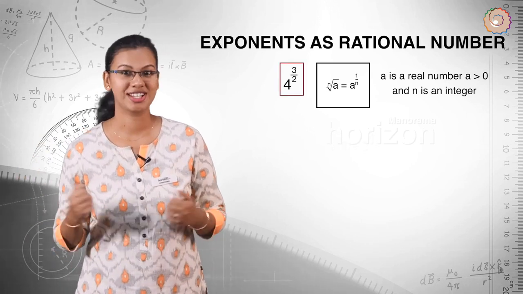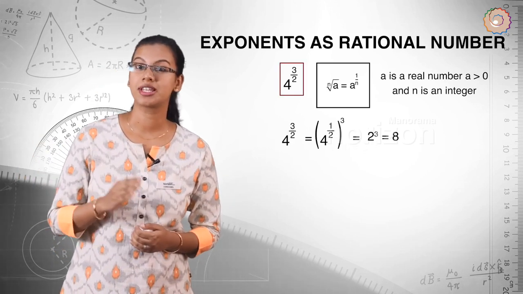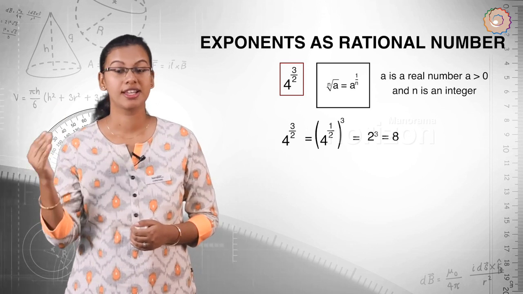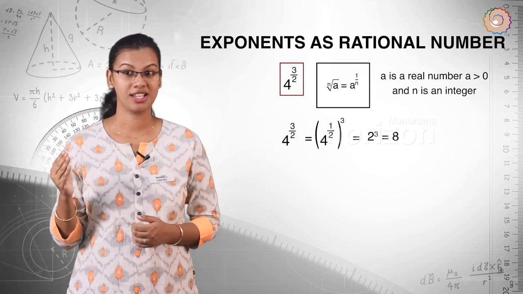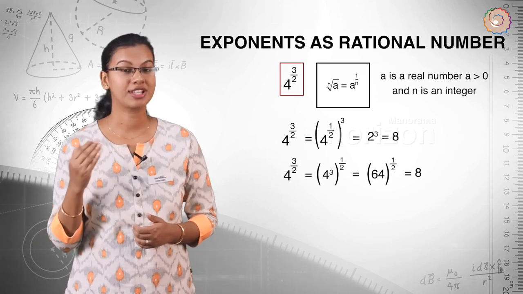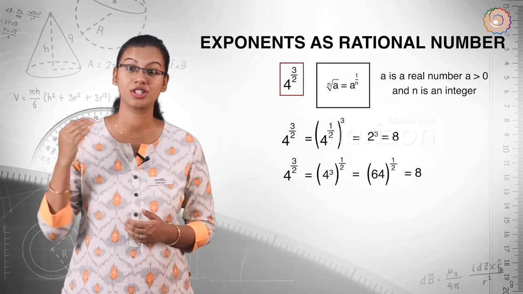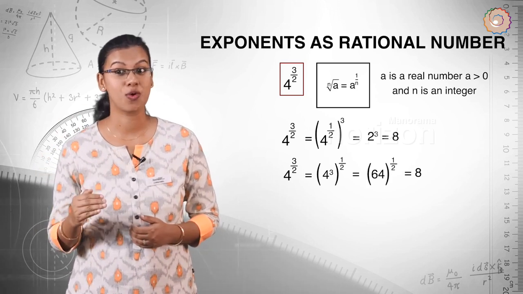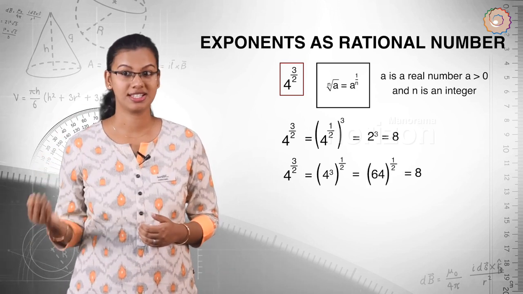Now what about 4 raised to 3 by 2? 4 raised to 3 by 2 equals 4 raised to 1 by 2 raised to 3, which is 2 raised to 3, which is equal to 8. It can also be written as 4 raised to 3 by 2 equals 4 raised to 3 raised to 1 by 2, which is equal to 64 raised to 1 by 2, which is 8.